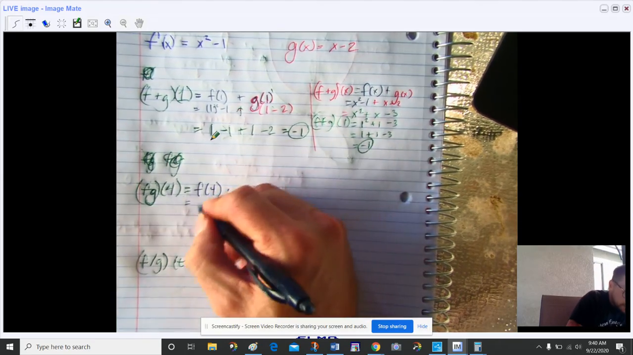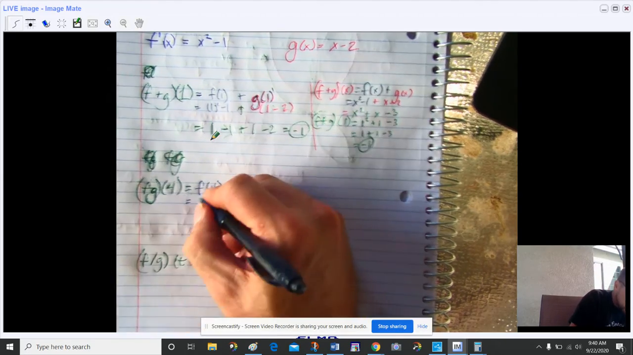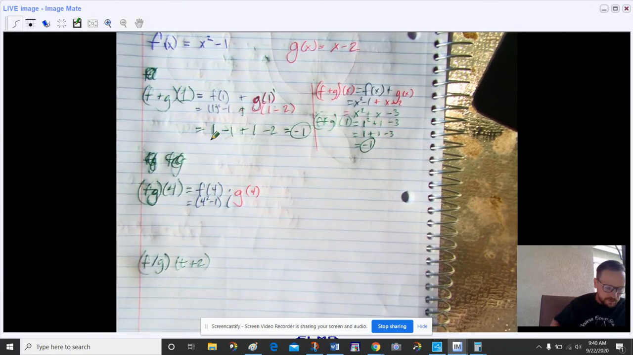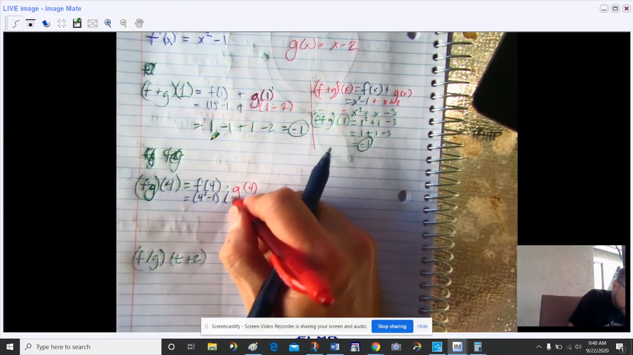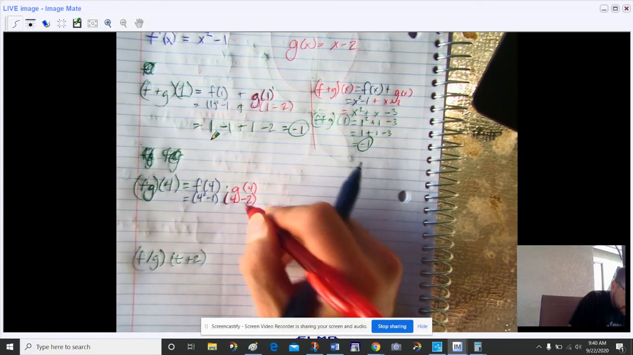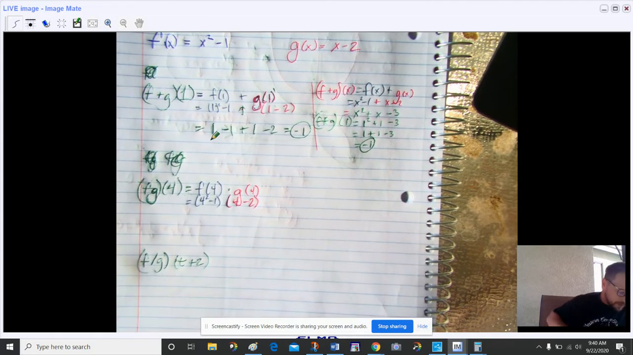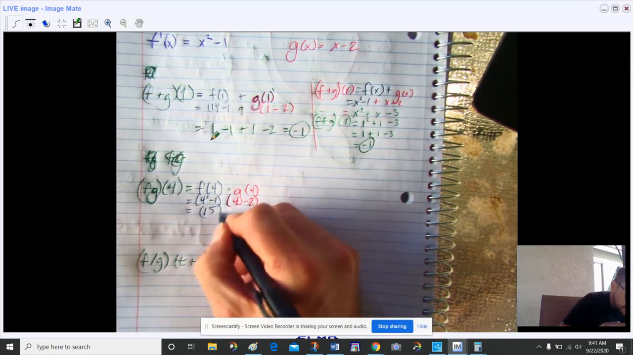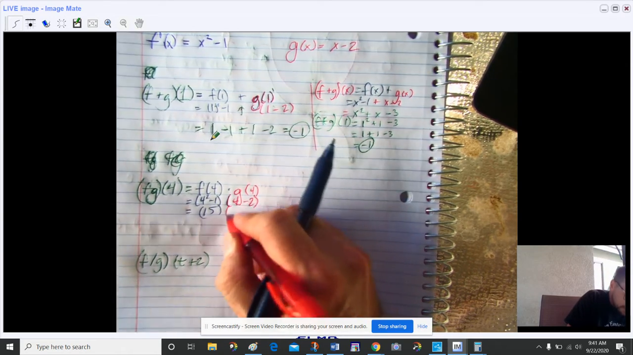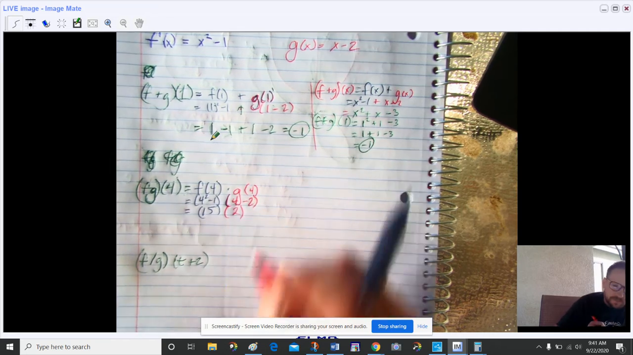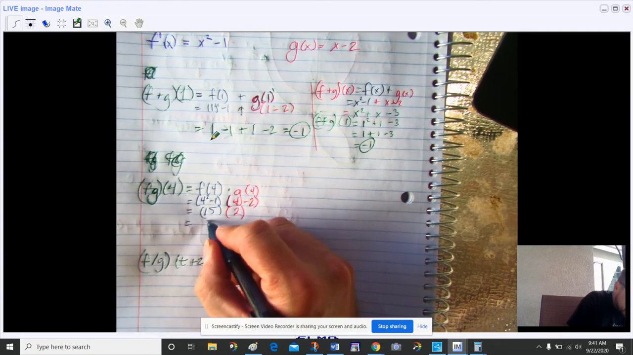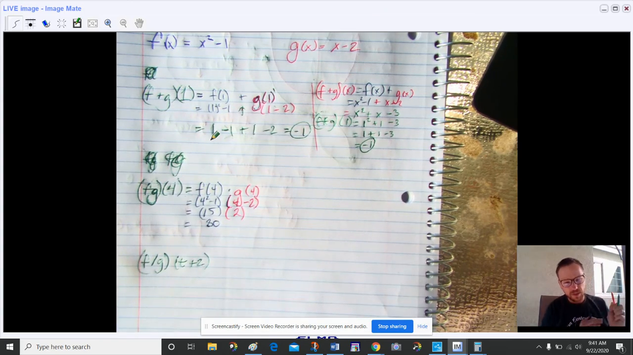So f of 4, we put 4 into there. So we'd have 4 squared minus 1 times g of 4. So that's going to be 4 minus 2. 4 squared minus 1. 4 squared is 16, minus 1 is 15. And then 4 minus 2 will be 2. Okay? And then 15 times 2 is 30. Okay, so you just, whatever it is.